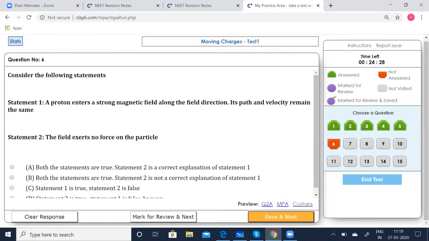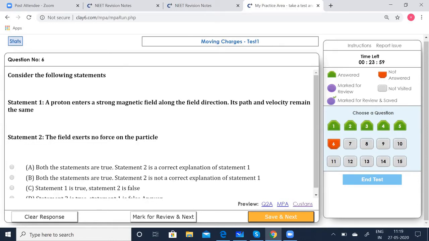Again, a concept related problem. Consider the following statement. A proton enters a strong magnetic field along the field direction. Its path and velocity remains the same. Statement 2 says the field exerts no force on the particle. Look into the statement, children. A proton enters a strong magnetic field along the field direction. Its path and velocity remains the same.